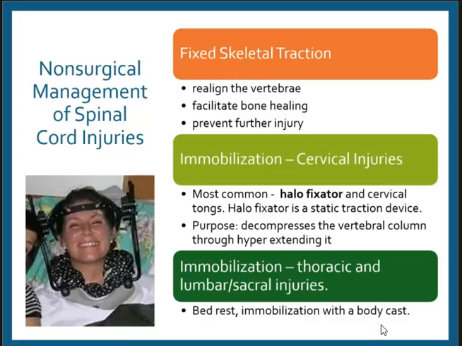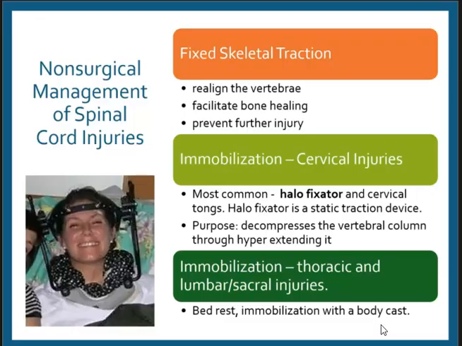Now your non-surgical management of your spinal cords. Fixed skeletal traction, so it realigns the vertebrae, facilitates bone healing, and prevents further injury, keeps them in a straight line till they heal. Immobilization, especially for those cervical injuries, they must wear that C-collar, and you are not taking that off of them. Most common, you're also going to have a halo fixator. Halo fixator is the halo traction. Remember, you need the wrench and the key with them at all times.